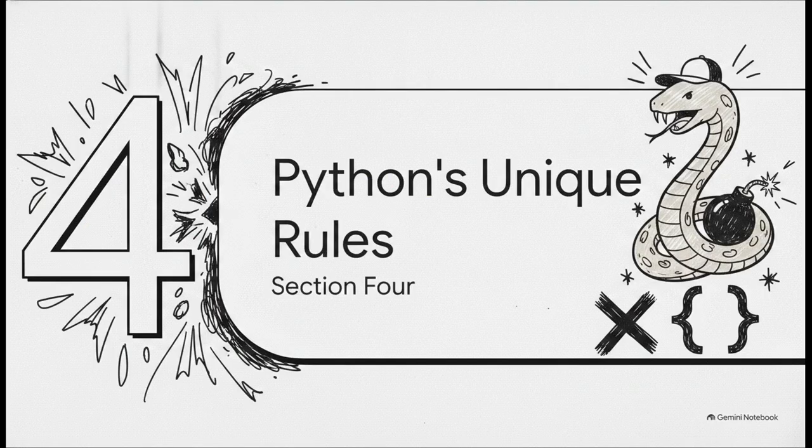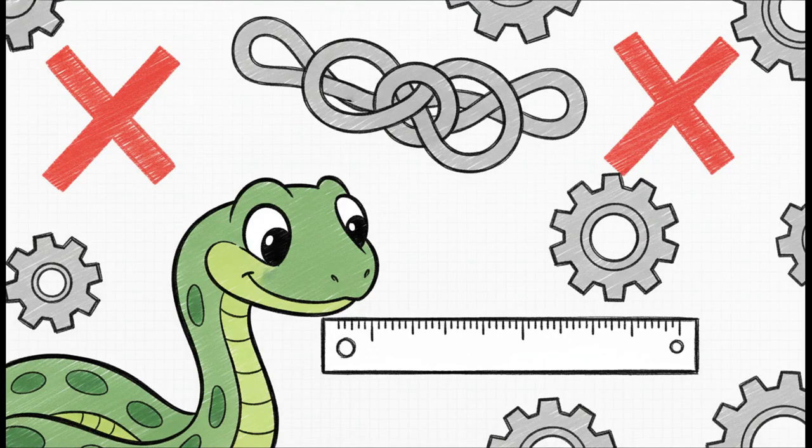Let's shift gears for Section 4, Python's unique loop rules. Python is kind of the narrative twist here.